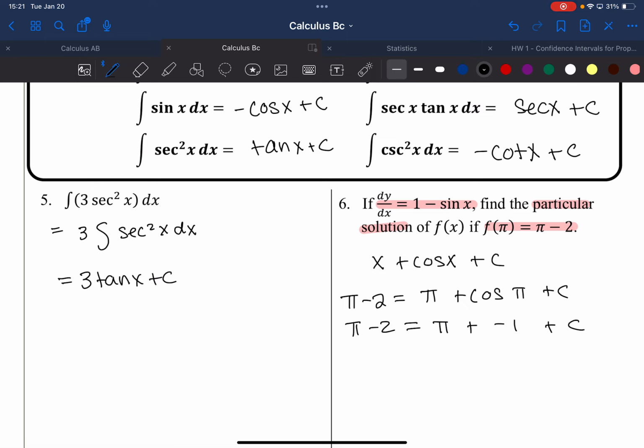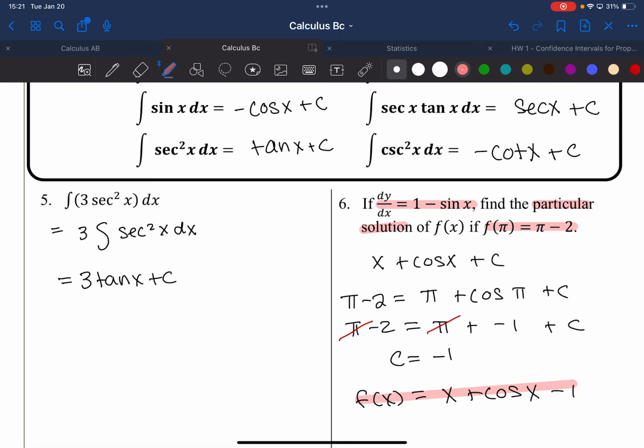Then I just solve for c. So the pi's are going to cancel out when I subtract them over. And then if I add 1 to the other side, I get c is equal to -1. So I am left with, let's put it in terms, f of x is equal to x plus cosine x minus 1. And that is my particular solution.